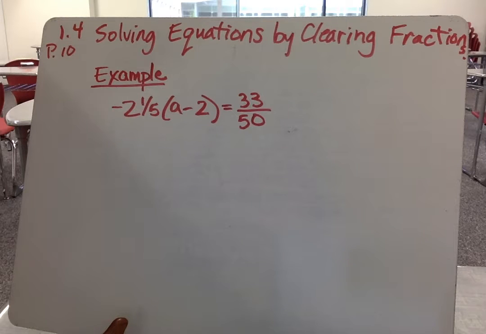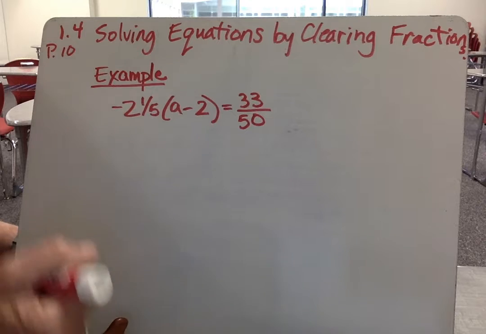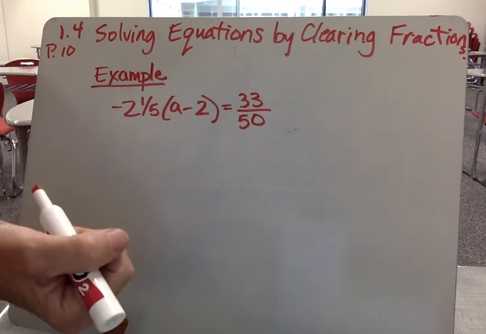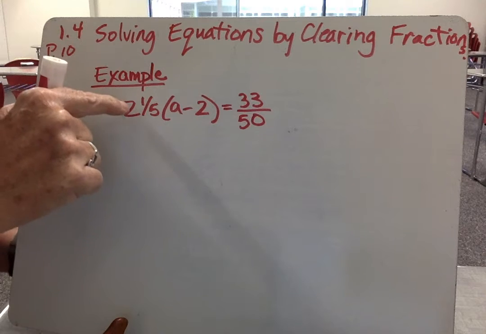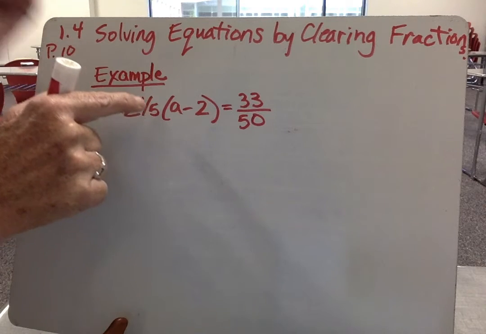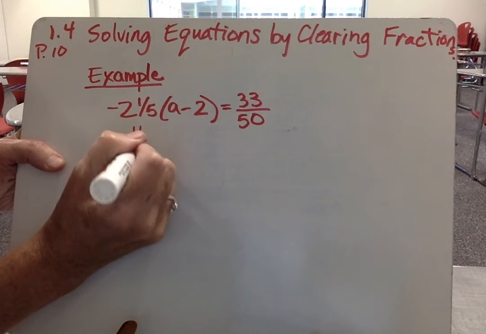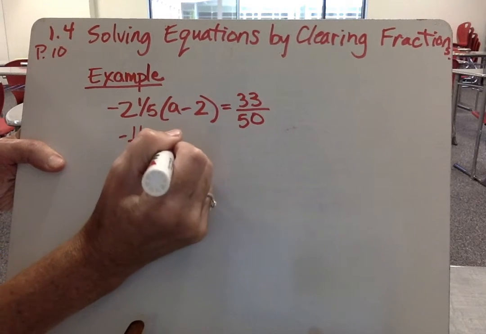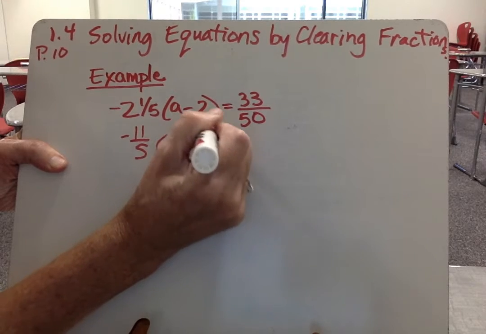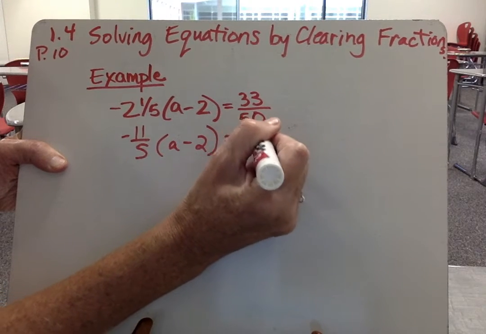Hello, this is Mrs. Rupert, and today I am going to show you how to solve equations by clearing the fractions. Now, the way I'm going to show you is slightly different than what's in the packet, so you can either follow what's in the packet or you can listen to me and find a little bit more of a shortcut. Okay, so the first thing we want to do is change our mixed numbers into improper fractions. So we change this: 2 times 5 is 10, plus 1 is 11. So this will become negative 11 fifths on the outside, and you have a minus 2 equals 33 over 50.